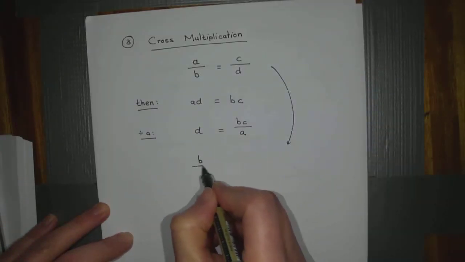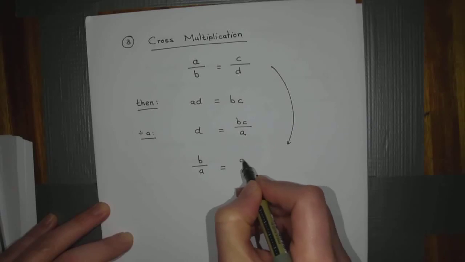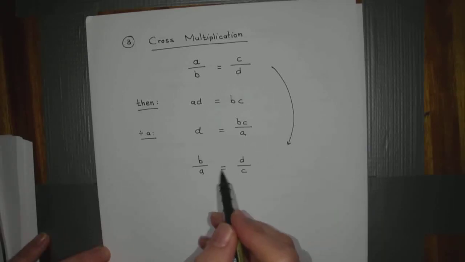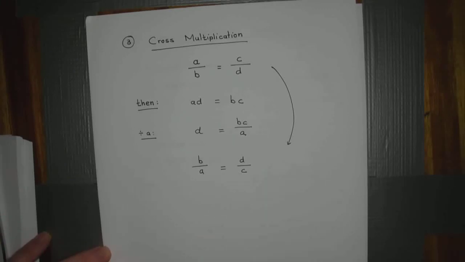I can say B over A is equal to D over C. Why am I allowed to do that? What did I do? Flipped it, reciprocal. Do you understand? I wrote the reciprocal on the left-hand side, I interchanged the numerator and the denominator, and I flipped it on the other side. And then I can again multiply across, which means A times D is equal to B times C.